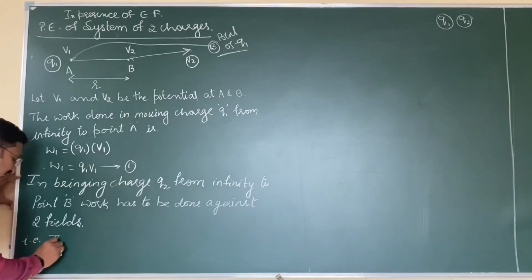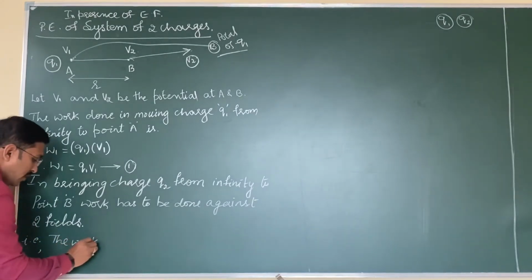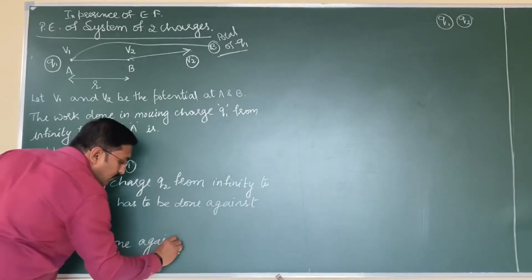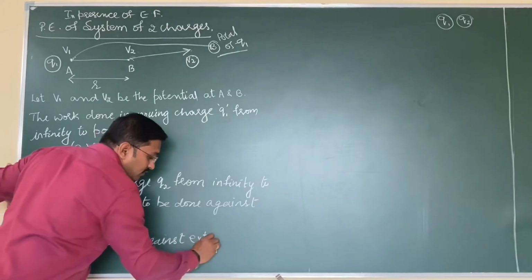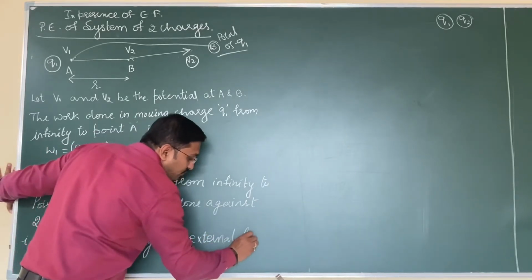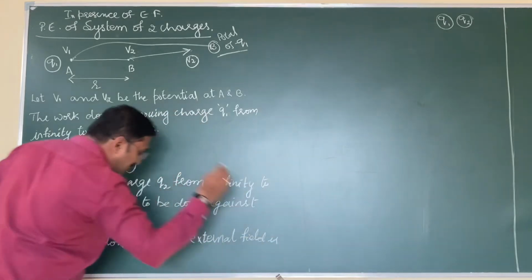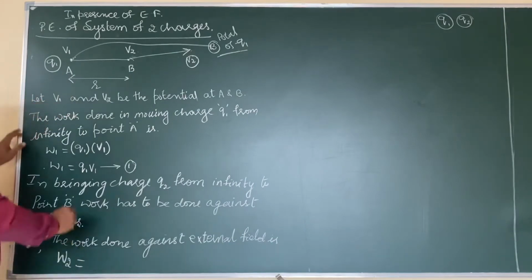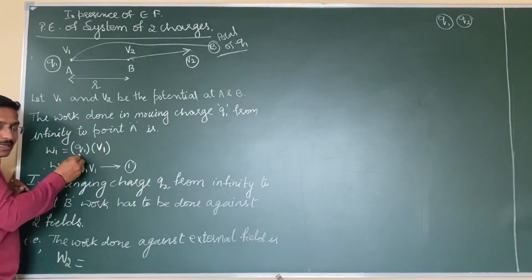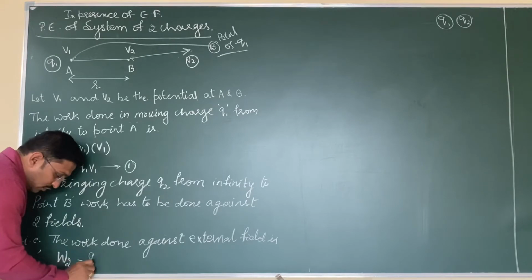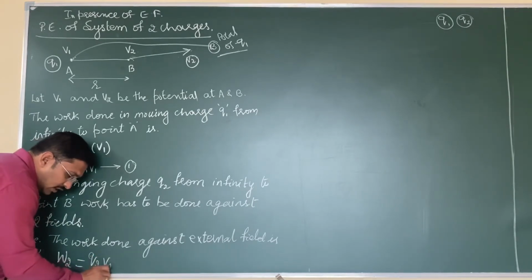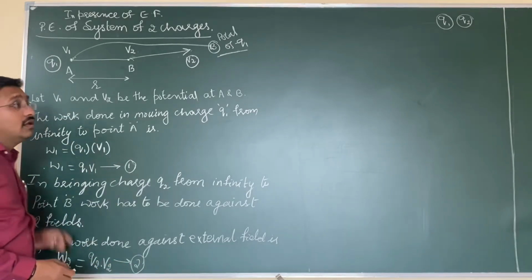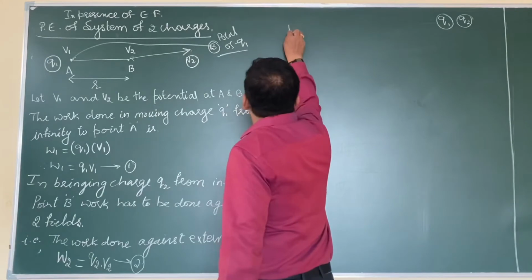First, the work done against the external field. As usual, you know that in bringing a charge q1, whatever work is done is the same. Therefore it is q2 into V2. Call this equation 2.